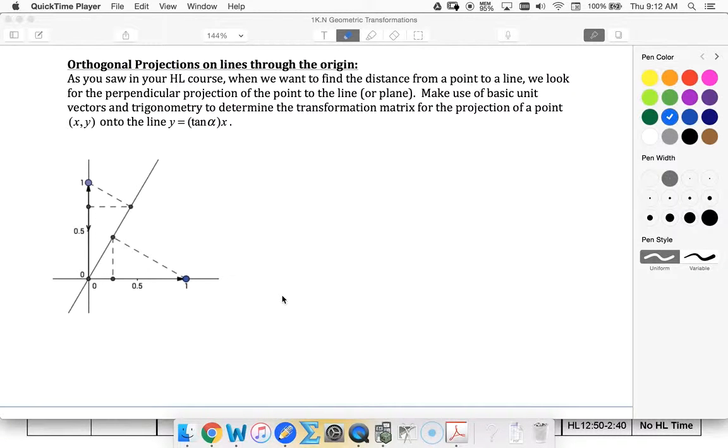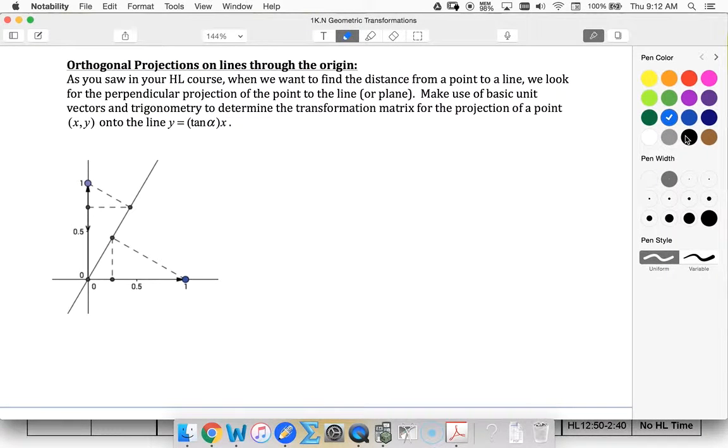All right, in this video we're going to look at orthogonal projections. So you saw in your HL course that orthogonal projections are used when we want to find the distance from a point to the line. So we look for the perpendicular projection of the point onto the line. So here we've got a line that is our y equals tan alpha of x.